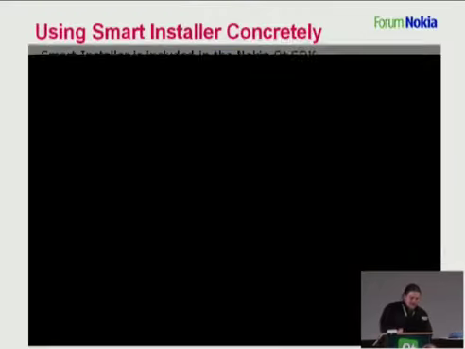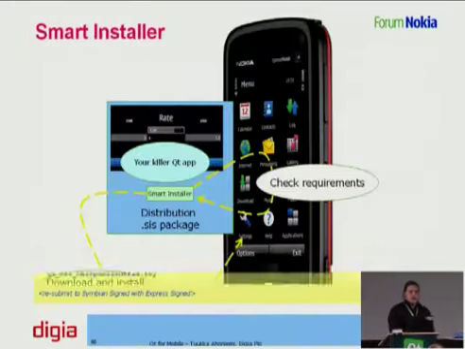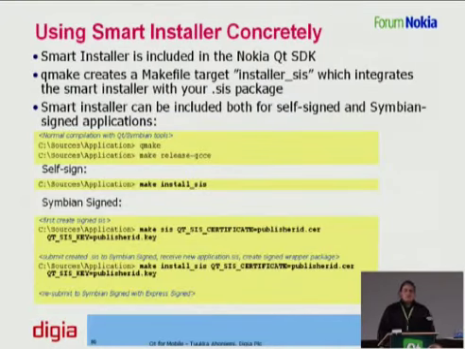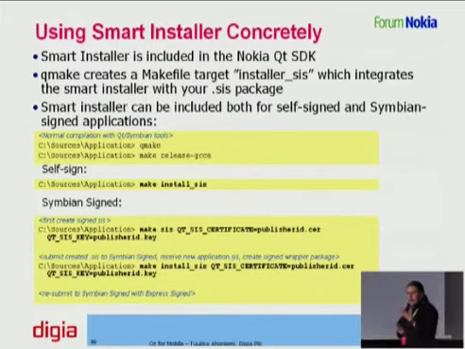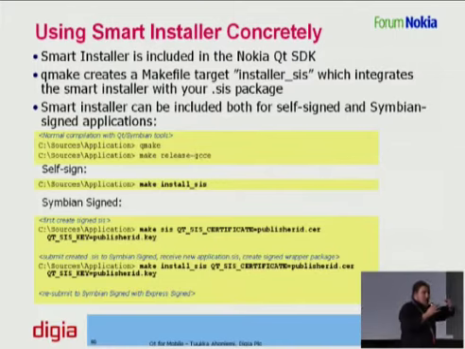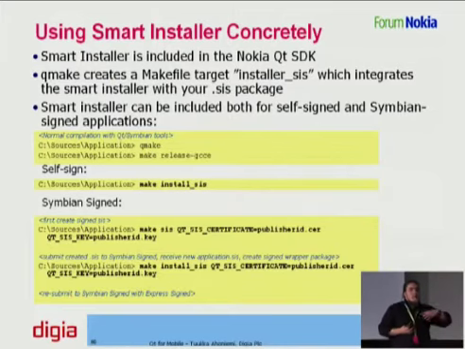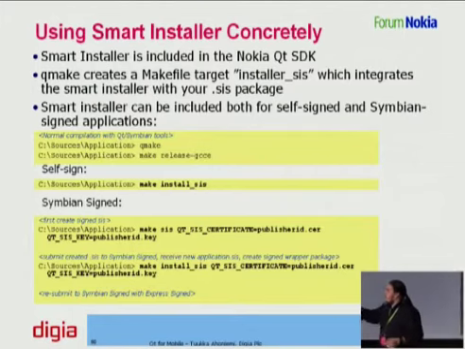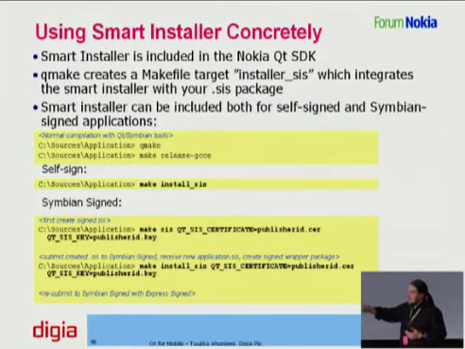One final thing. If you want to use the smart installer, that's made really simple for you. When you create the project using Nokia Qt Creator, you will actually get the makefiles there. QMake generates you makefiles. And now the makefile has a separate command called install sis, which will take your application and generate an installer package of it, which has the smart installer inside. So if you're doing self-signed applications, the only thing you need to do is after compilation, go to that folder and say make installer sis. That's it. You don't need to define platforms and so on.